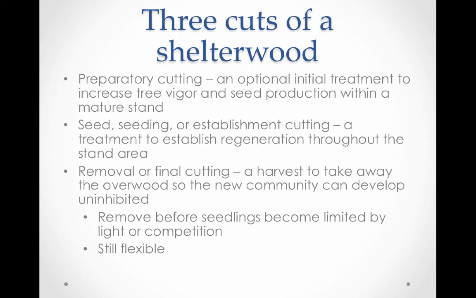And we also want them to be flexible. So we're going to be going in to do a harvest. So there is potential to damage this regeneration. So we want our trees still to be flexible so they can bounce back. And we also want to do it before they become limited by light. So we're leaving these trees, we are leaving this overwood to produce some kind of shelter, but we don't want that shelter to limit these seedlings. So it's a fine line on balancing this.